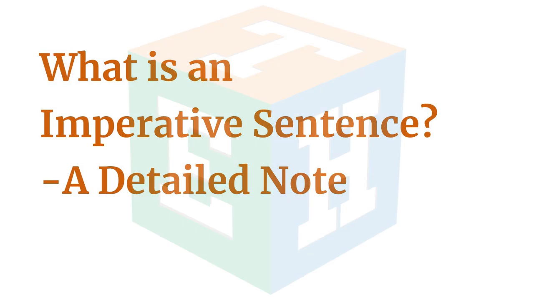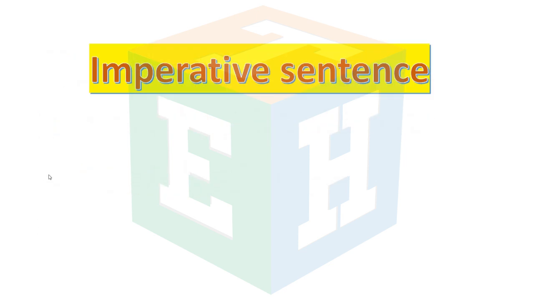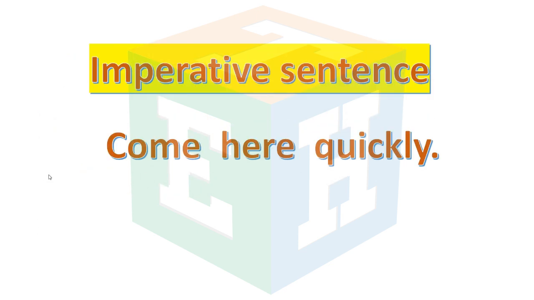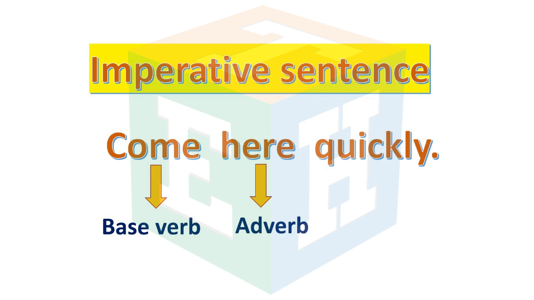And today's video will delve into what is an imperative sentence, a detailed note. Imperative sentence: Come here quickly. Come is a base verb. Here is an adverb. Quickly is an adverb.